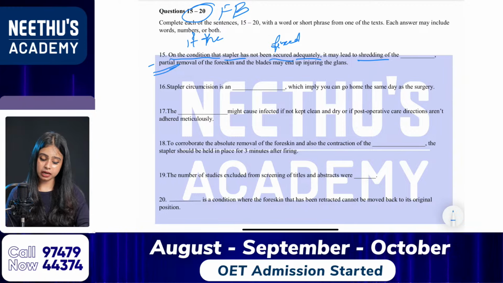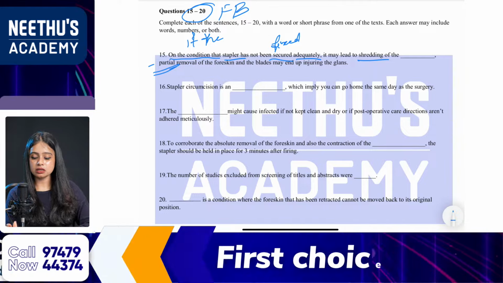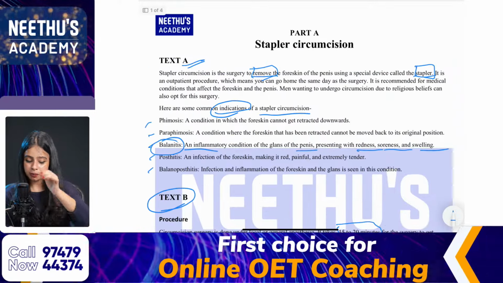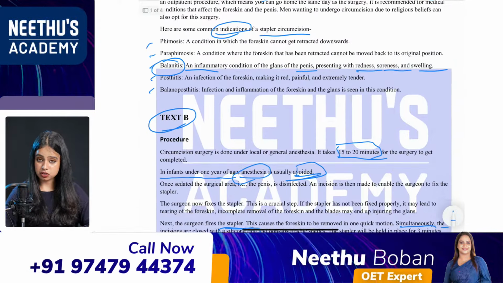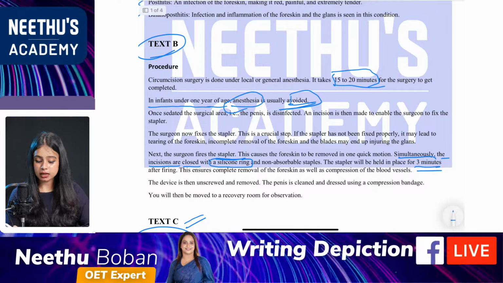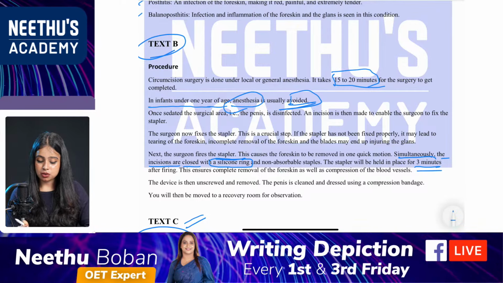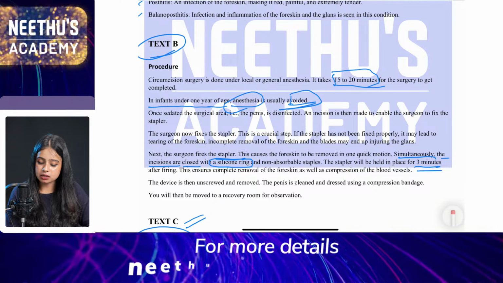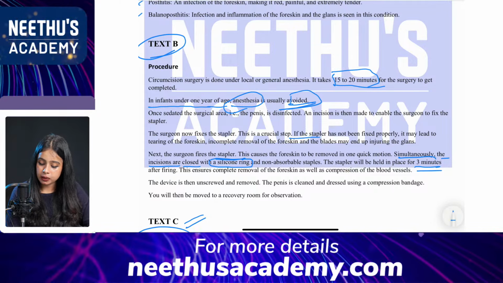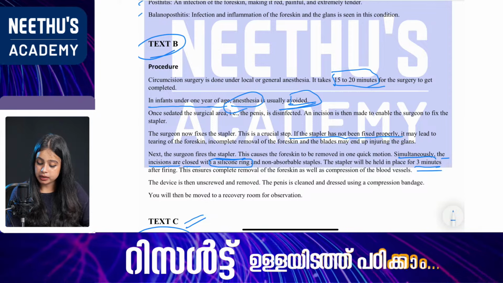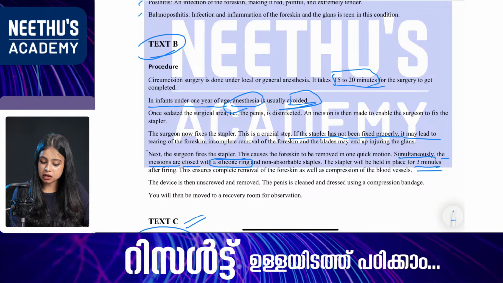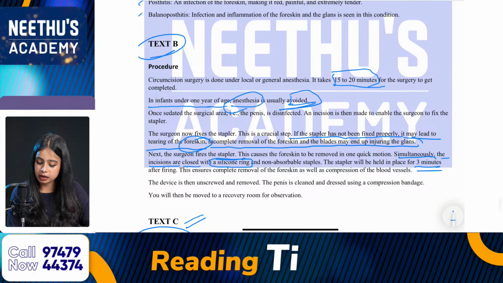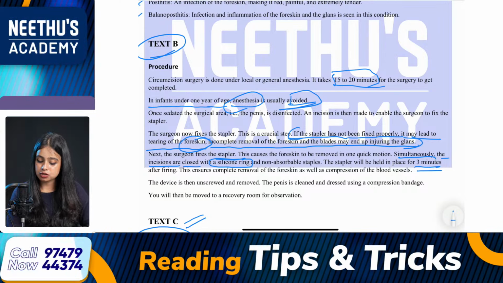Okay, already that answer is there. So what is the correct answer? Tearing of the dash. So what is tearing there? Okay, it's from text B. In the procedure they have mentioned about that. And where is it mentioned? If the stapler has not been fixed properly, it may lead to tearing of the foreskin. See, incomplete removal of the foreskin, and the blades may end up injuring the glands. So this is my answer.